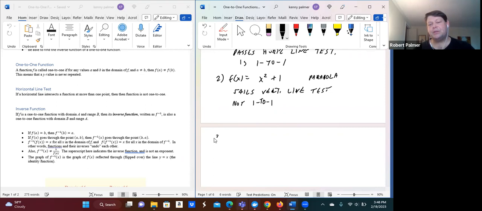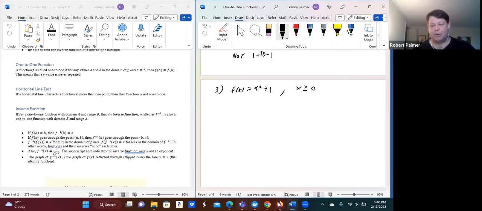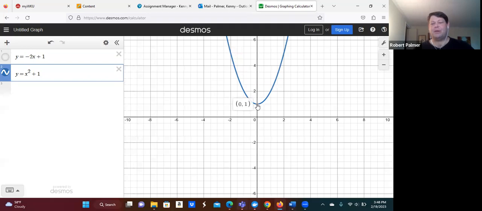Okay, however, let's change it just a bit. Let's say the same function, x squared plus 1, but let's say we're just looking at x greater than or equal to 0. Okay, let's say cut the parabola in half. So go back and look at our graph briefly. Just this half right here, starting at 0. We could also do either half.